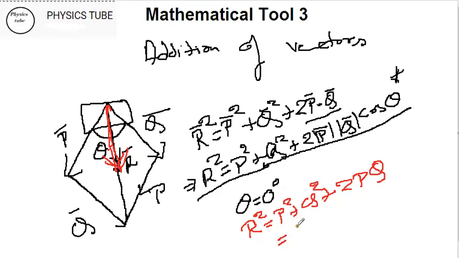This is nothing but A square plus B square plus 2AB formula. So I can write this to be P plus Q whole square. That means I can write here R is equal to the square root of this, the square is gone, so this is P plus Q. The moral of the story is, when the angle between P and Q, two forces acting at a point, is 0, then the resultant is the summation of both. That is the moral.